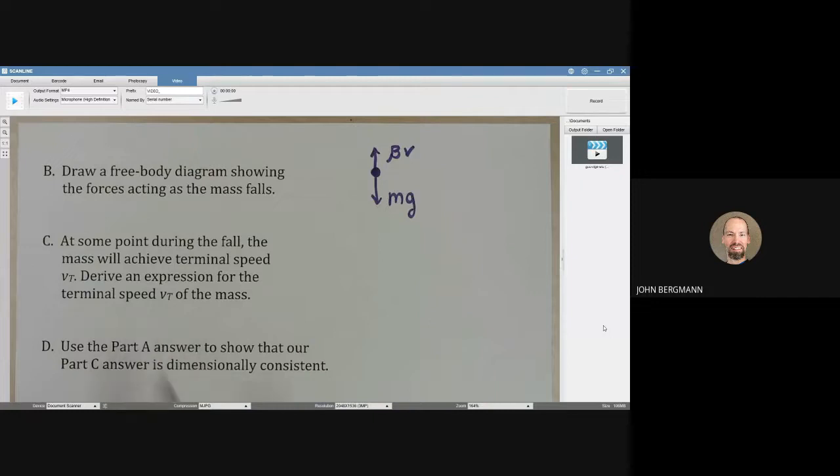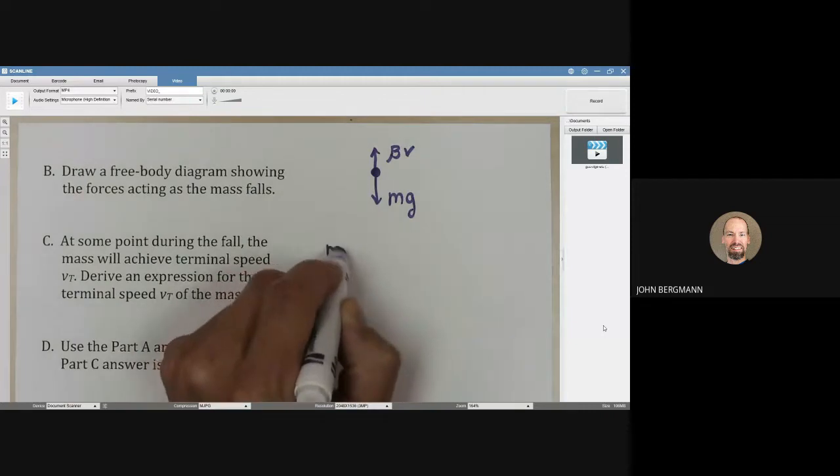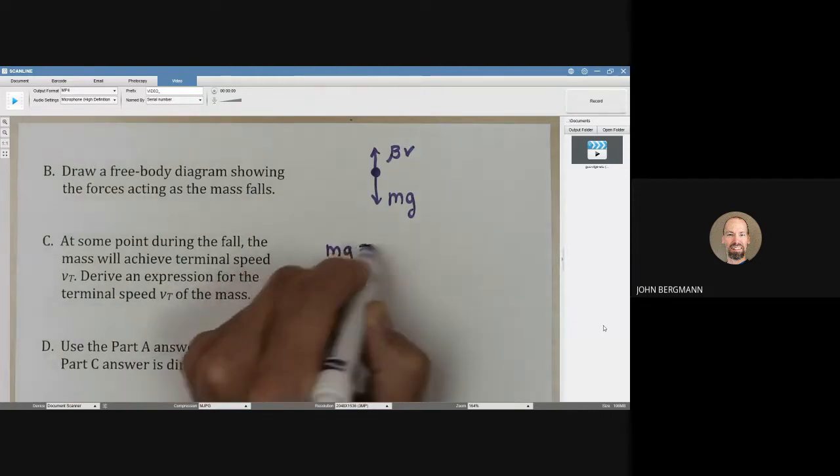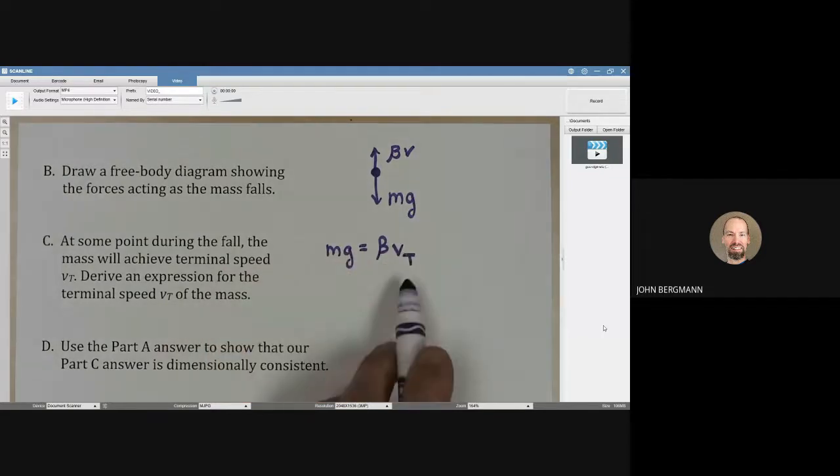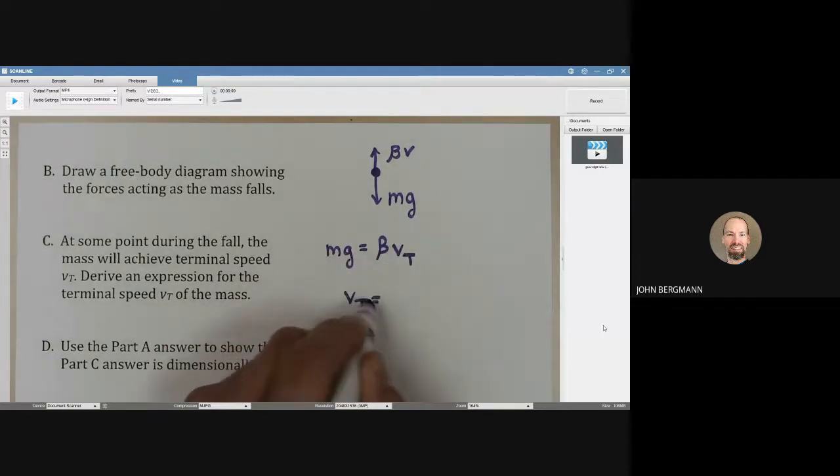By definition, terminal speed occurs when the mass is no longer accelerating. At that point, isn't it true that mg is numerically equal to beta times the speed? The terminal speed can be found by taking m times g divided by beta.